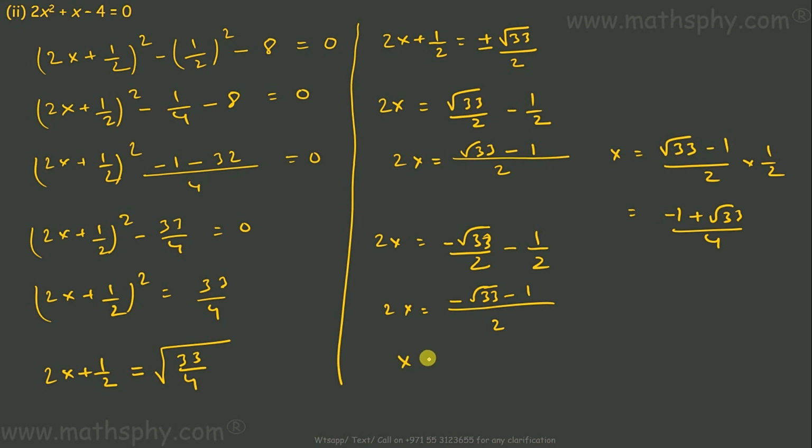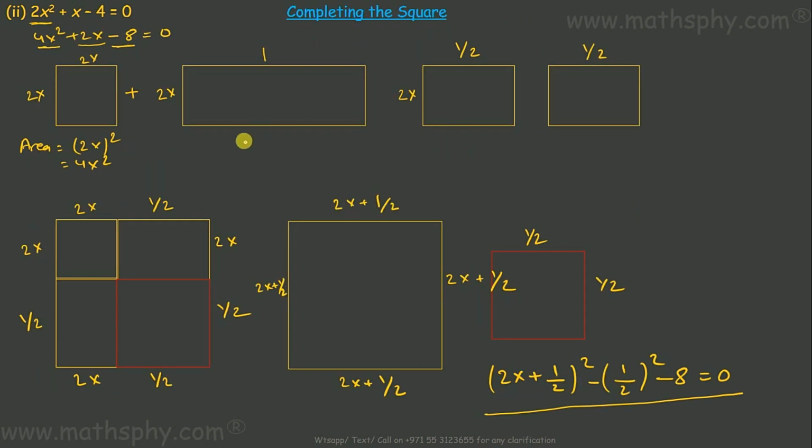So x would be, I can change this also, negative 1 negative root 33 over 2 into 1 over 2, which is negative 1 negative root 33 over 4. So roots of this equation would be negative 1 plus root 33 over 4, negative 1 minus root 33 over 4. That's the answer here.